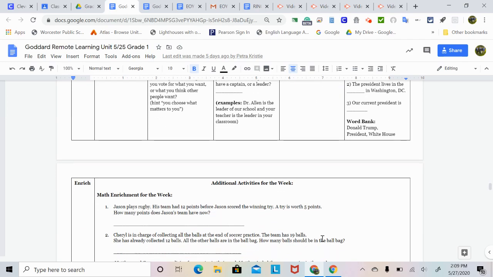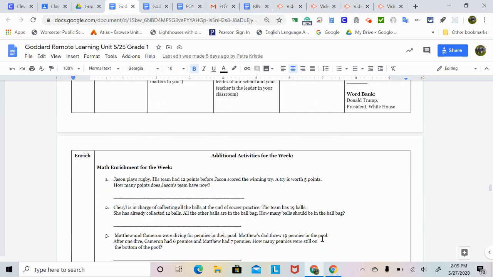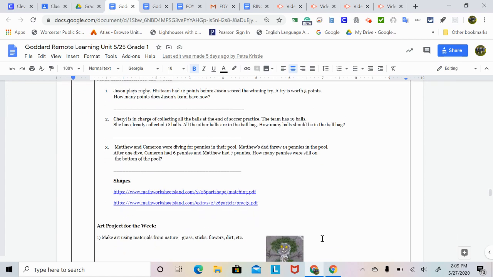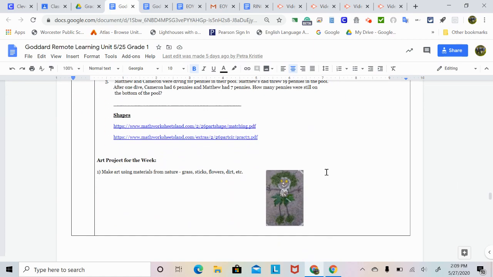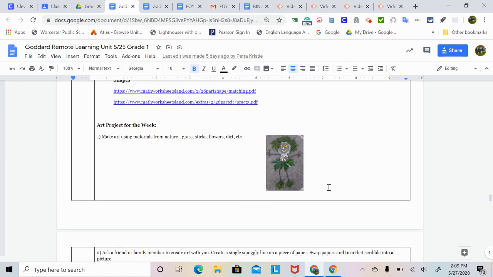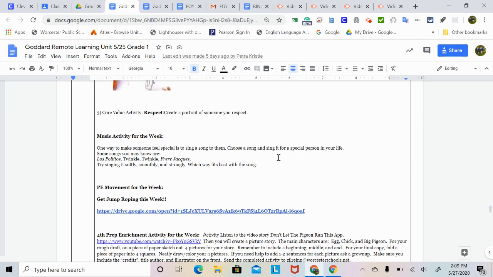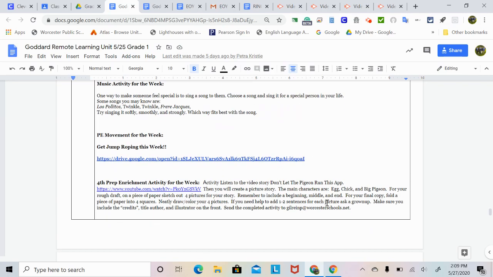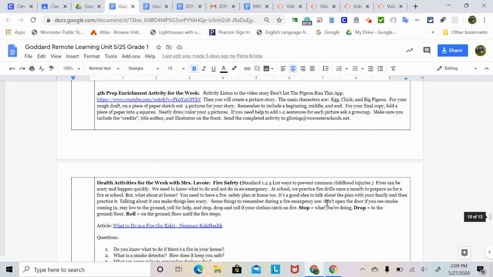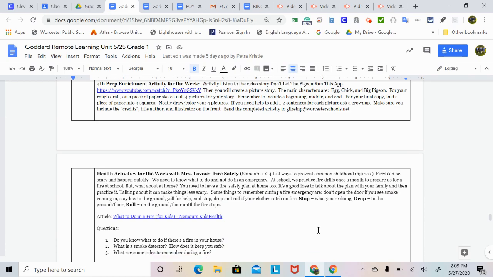And here's your additional activities for the week. I've read the math problems. I read Miss Coyle's art projects yesterday. I read the music activity and your physical education activity. Now I'm going to read Miss Lavoie's health activity for today.